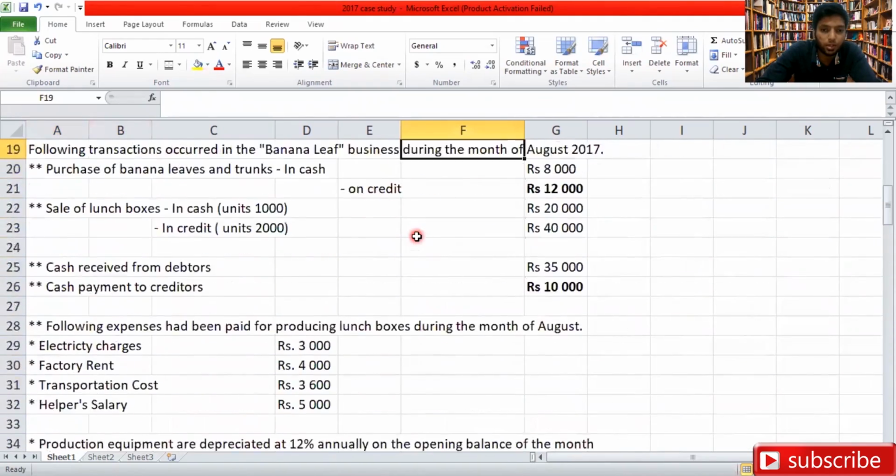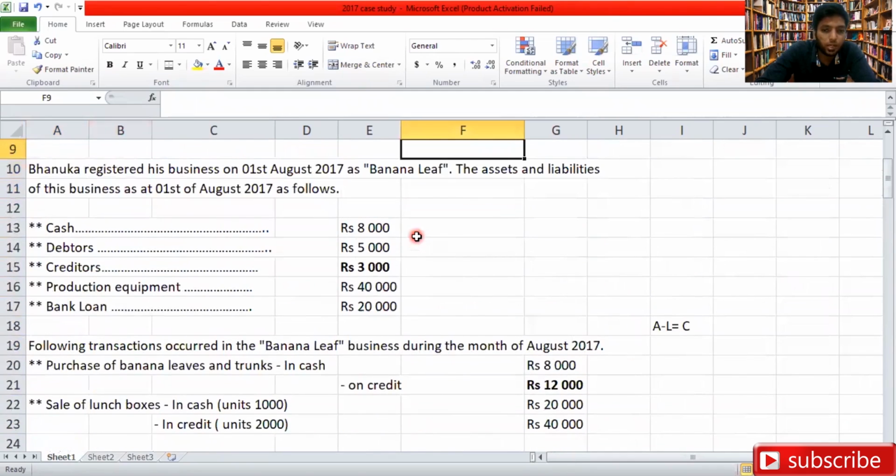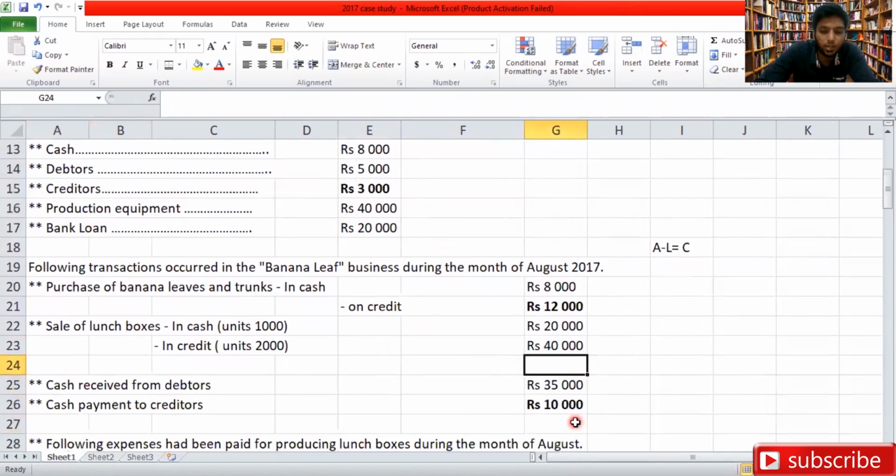I just need to check on that area. So they have given the cash opening balance. We have done cash. Now we need to find debtors: opening balance 5,000, sales we have done on credit 40,000, and how much money we received, 35,000.